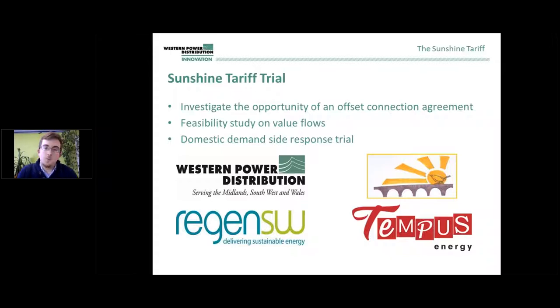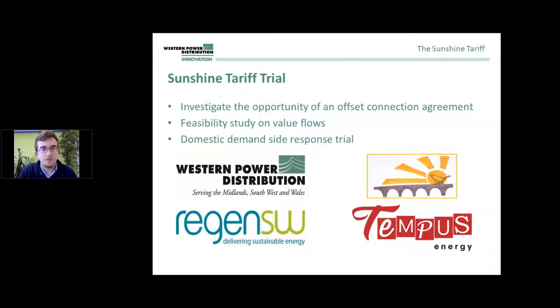WPD was the project lead and the funder, and we were interested in the network side of things. We also had WREN, the community group, who were the boots on the ground, talking to customers, looking after customers, doing the whole customer recruitment aspect of things. We had Regen, who looked after the more day-to-day project management, and then we had Tempus, a licensed supplier who allowed us to administer the tariff and provide a workable tariff rather than a workaround.